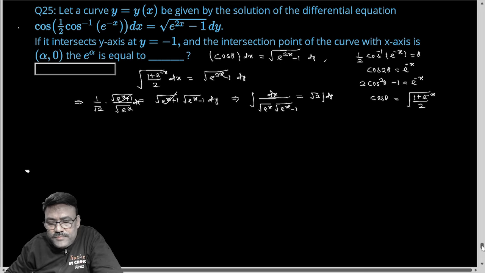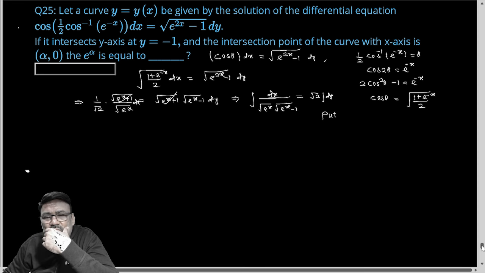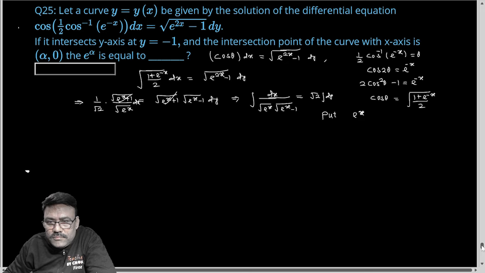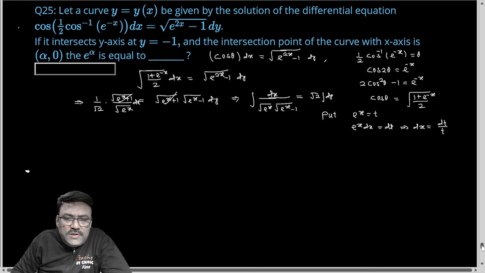Now let's integrate this one. To integrate this, let's substitute e raised to x as t. So e raised to x dx is dt, so dx will be dt by t. Now this integral is basically dt by t under root t square minus 1.